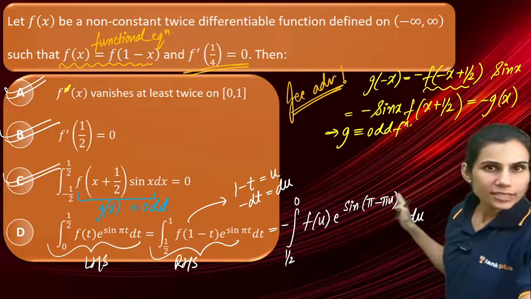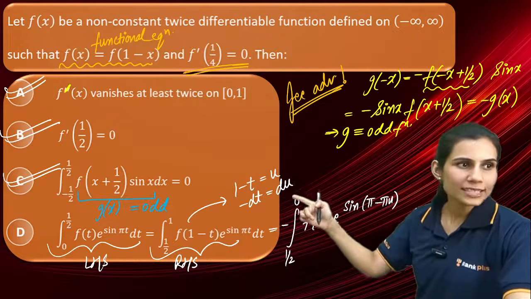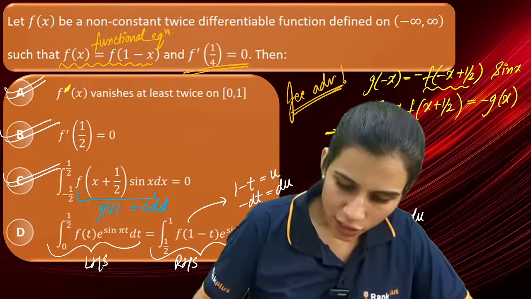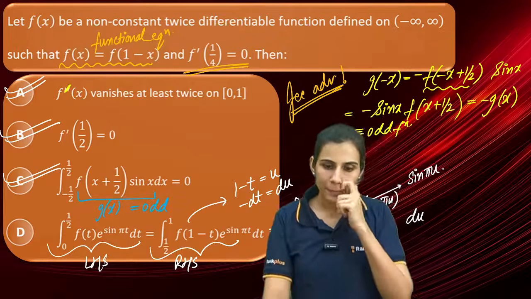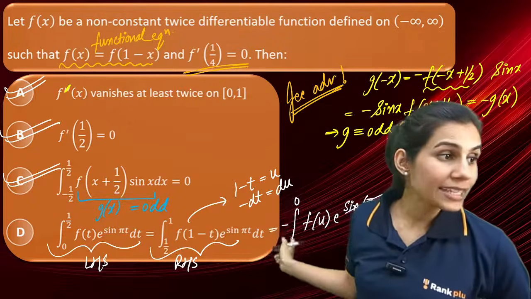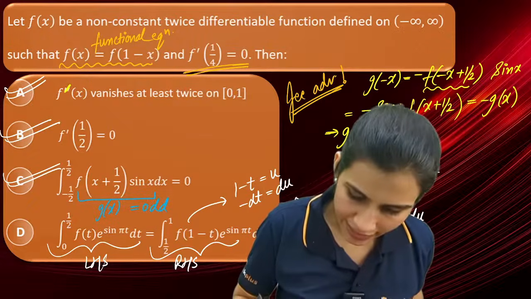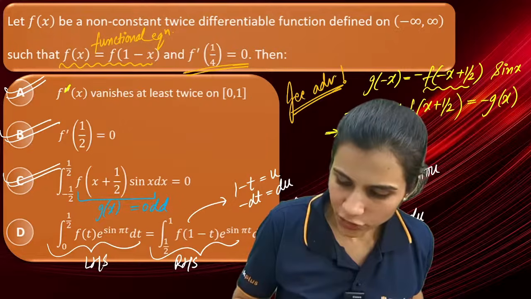Now, can you see this? Understood? I've just picked up the right hand side integral and substituted 1 minus t as u. This is what I'm getting. Now, sine of pi minus theta is sine theta. So this is same as sine pi u. Correct? And because of this minus sign, my limits are going to interchange and I will get integral 0 to half f of u e to the power sine u du.